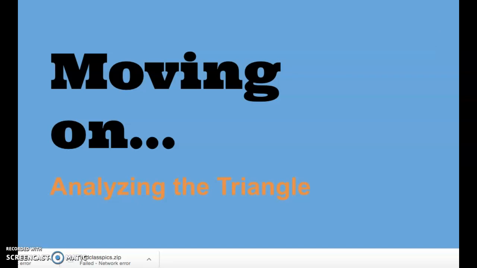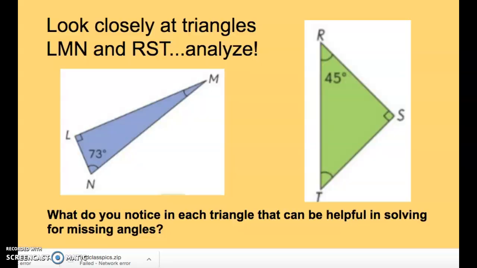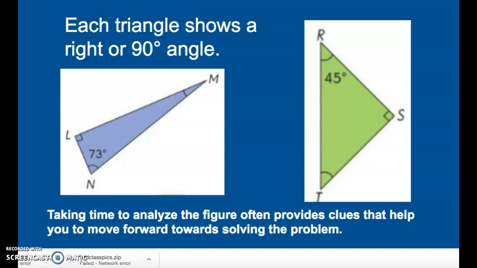Moving on, let's analyze the triangle. Look closely at triangles LMN and RST and analyze them, meaning what do you see? What are some things that can help you to solve for the missing angles? If you were looking closely and carefully, you would have noticed that each triangle shows a right or 90-degree angle. There's a right angle here at the vertex labeled L. There's also one in this triangle at the vertex labeled S.